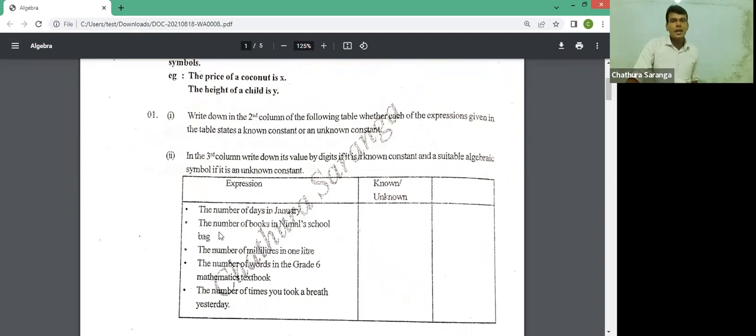Now read the second one. The number of books in Nimal's school bag. Known or unknown? Unknown. Then in the third column, you can write X, Y, A, B, C, D, P, Q, R, any simple letter. Did you understand what I said? If it is unknown, put a symbol. If it is known, put the value. Is that clear?